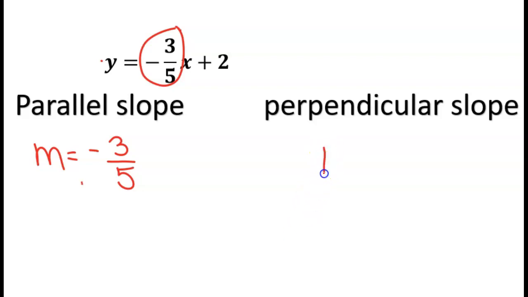However, perpendicular lines means it's going to cross at a 90-degree angle. If it's going to cross at a 90-degree angle, I've got to have one positive slope and one negative slope. So if that's a negative slope, the perpendicular slope is going to be positive. If that's 3/5, what's perpendicular going to be? Perpendicular slopes have opposite signs and the fractions are reciprocals. Reciprocals mean the fractions have been turned upside down.